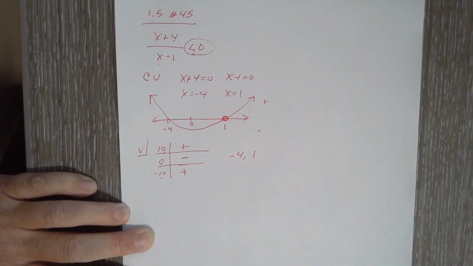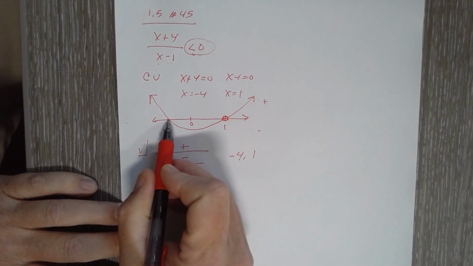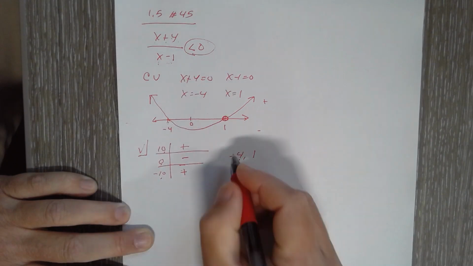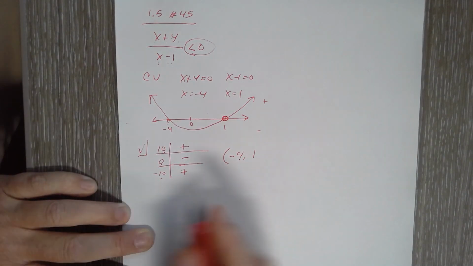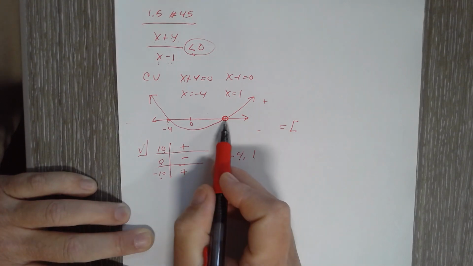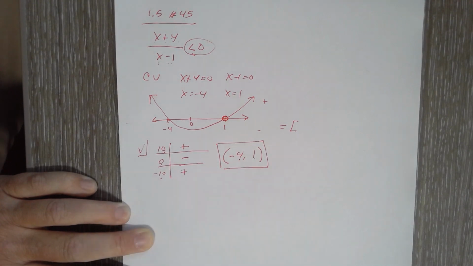Well, now I have to put in the proper brackets. Because negative 4, it can't equal negative 4, because that just turns the top to 0, but it's not equal to. So therefore, that's going to be an open bracket, because remember, equal to is a squared off bracket. And at 1, it can't be equal to 1, so that's also going to be an open bracket. So there is my solution set for number 45.